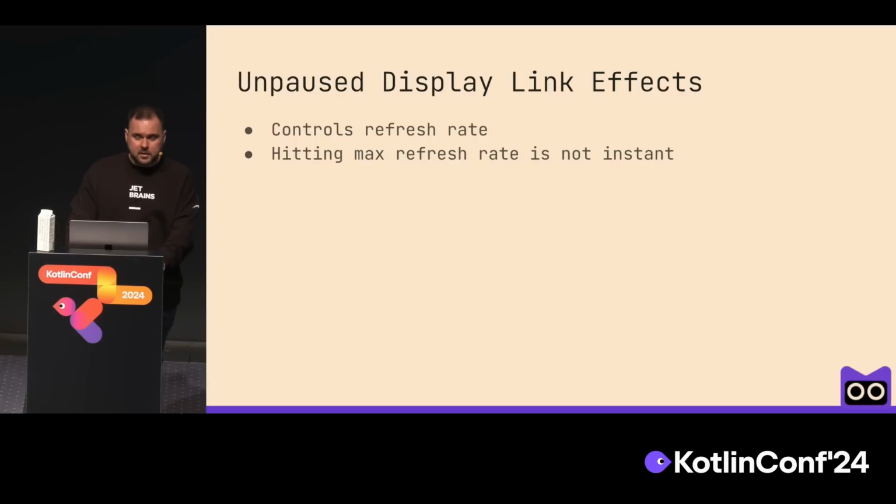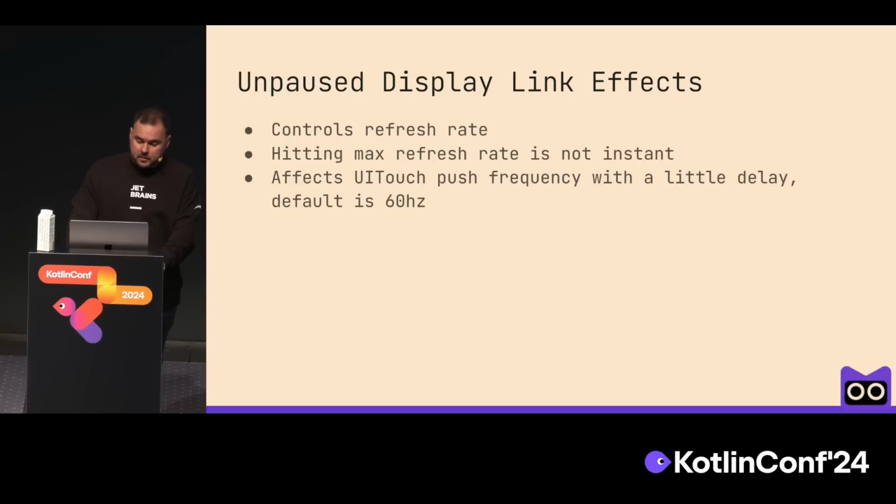You remember our old pal, CADisplayLink? Well, it appears that it also affects UITouch push frequency. So at this point, you can blame display link for basically everything. You failed to deliver a feature during the sprint, it's all CADisplayLink.